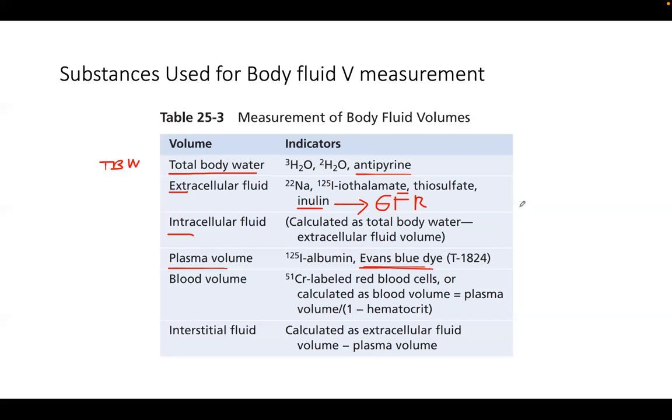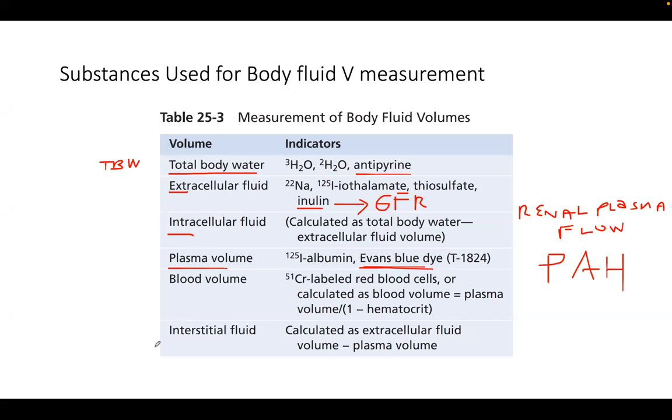Now, what if I tell you it's renal plasma flow? What is utilized to measure renal plasma flow, or some would use the term renal blood flow? What substance is used for this? It is para-aminohippuric acid.